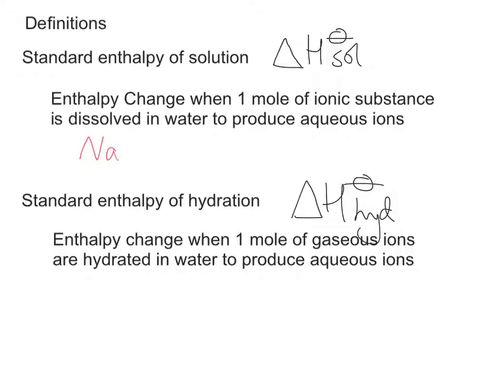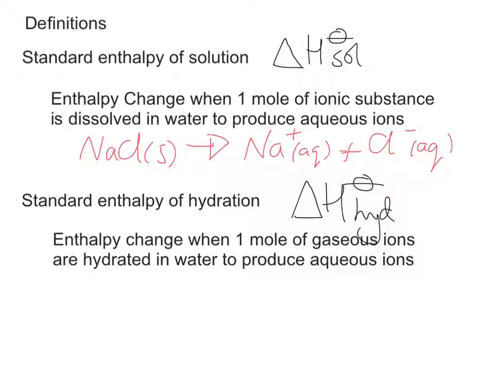So here is 1 mole of your ionic substance, sodium chloride solid. Again, the state symbols are really important here. Make sure you always include them. So to produce Na+ (aq) plus Cl- (aq). Okay, so that is a standard definition, and that's the kind of equation that you need to be able to write for this.